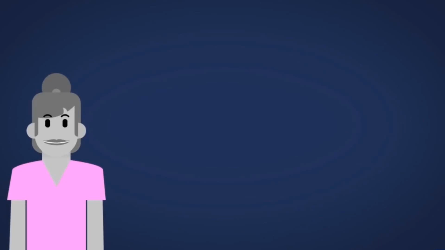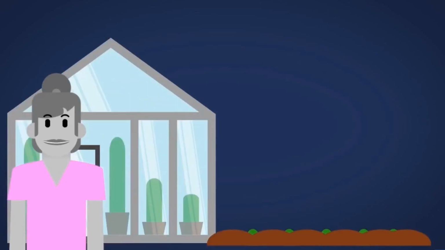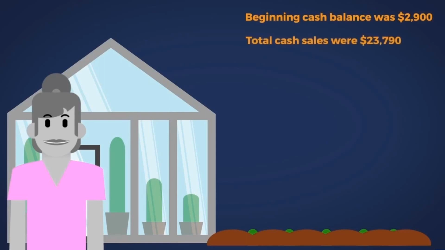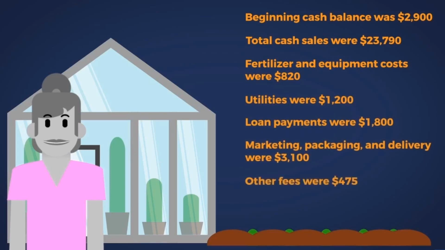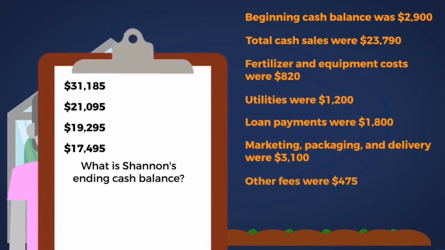Shannon owns a small herb and vegetable farm and a greenhouse that supplies ingredients to local restaurants. She's preparing the cash flow statement for her first year of operation. Her beginning cash balance was $2,900. Her total cash sales were $23,790. Fertilizer and equipment costs were $820. Utilities was $1,200. Loan payments was $1,800. Marketing, packaging, and delivery was $3,100. And other fees were $475. Of the following, what is Shannon's ending cash balance?